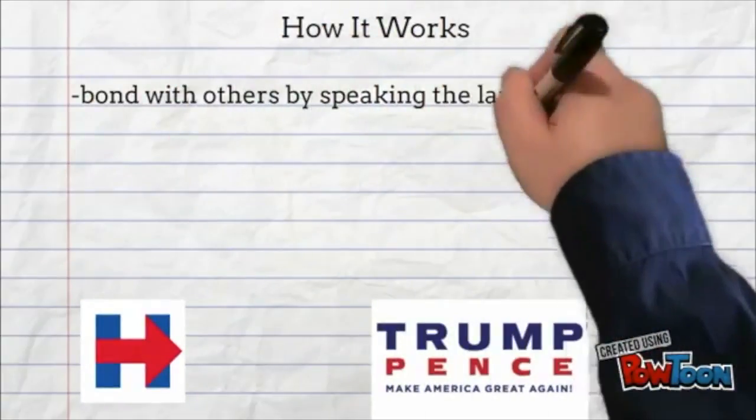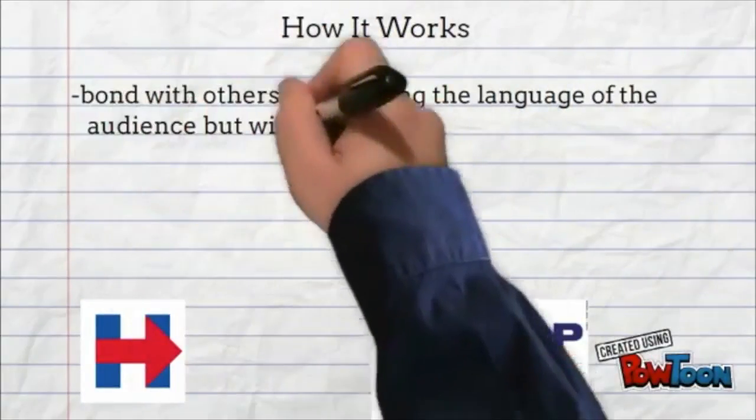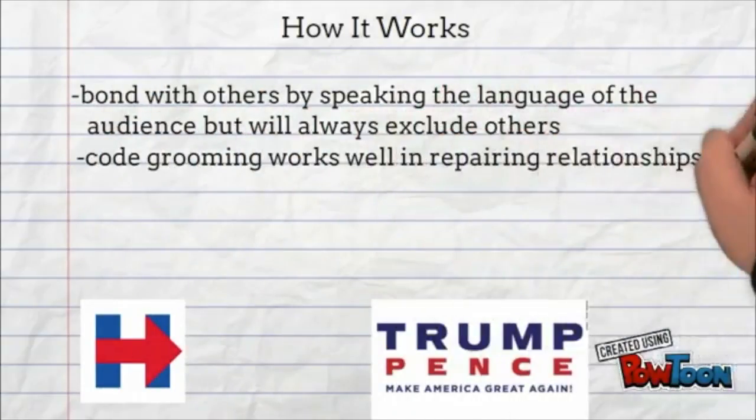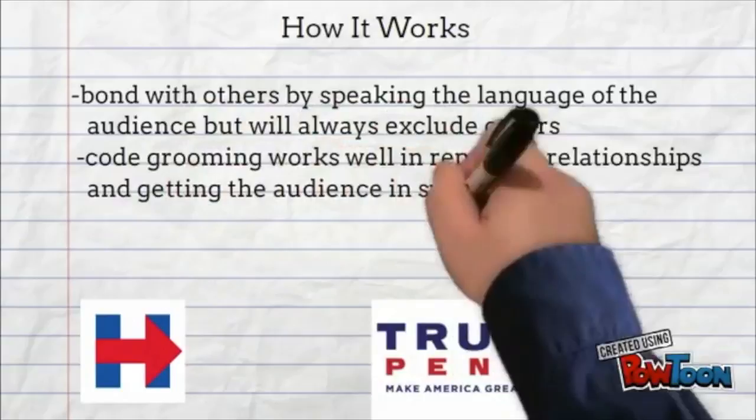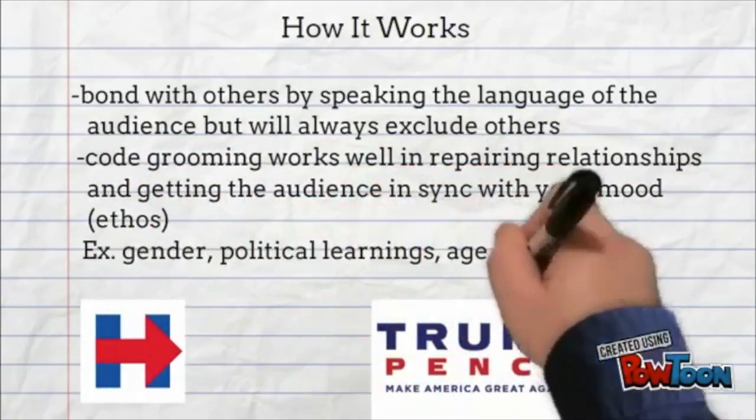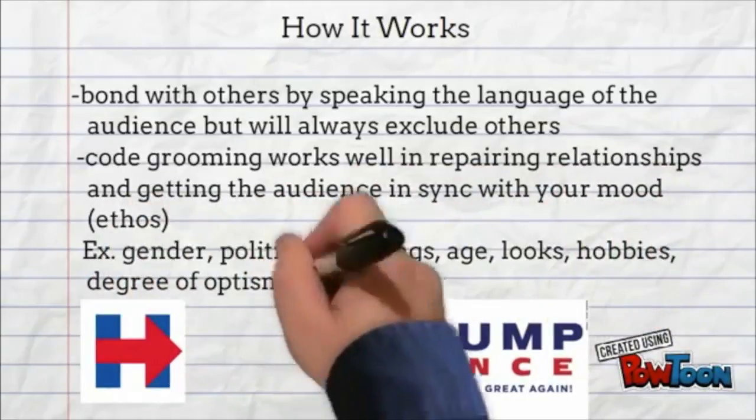When you connect with some people through irony and code grooming, you'll always exclude others who don't get it. That bonding helps strengthen your ethos with the audience. For example, advertising to teenagers will interest and unite youth, but it will disinterest adults and young children and turn them away.